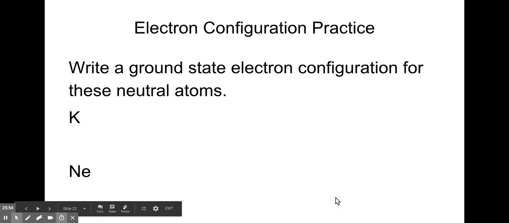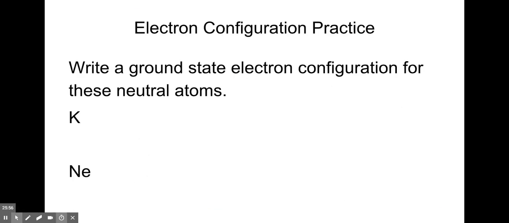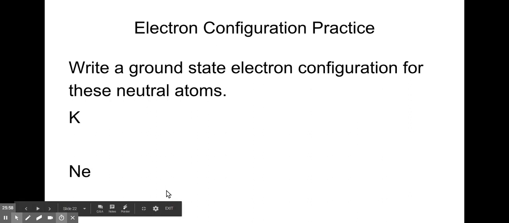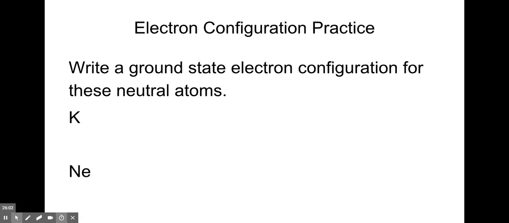So let's take a few minutes to practice a little bit, okay? Here I want you to write the ground state electron configuration for these neutral atoms. We have potassium and neon. So pause the video here, take a few minutes, and write those ground state electron configurations. And then when you replay the video, I will show you the answers.